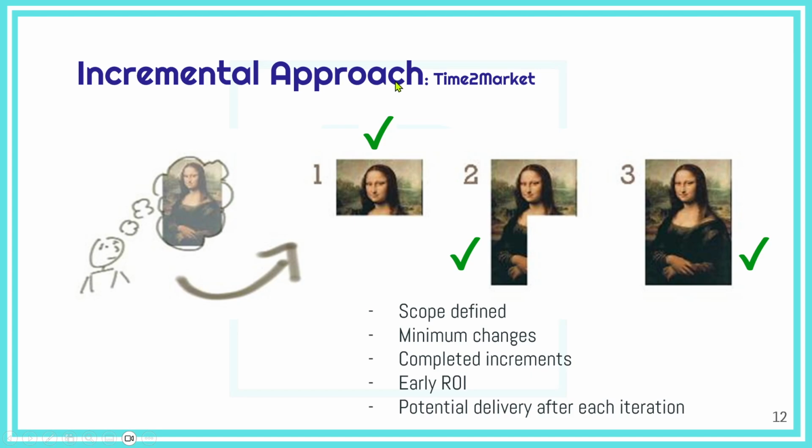The purpose of the incremental approach is to improve time to market and speed up the delivery. We know from the beginning what we're building, so the scope is kind of defined, and we will not expect many changes. Usually after each iteration, after each sprint, we will have completed increments. This allows for early return on investment, and there is also a possibility of delivering what was completed after each iteration. And we also looked at the full agile, which is a mix between the incremental and iterative approaches.